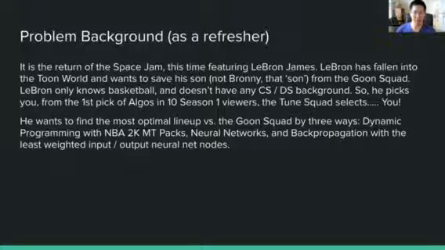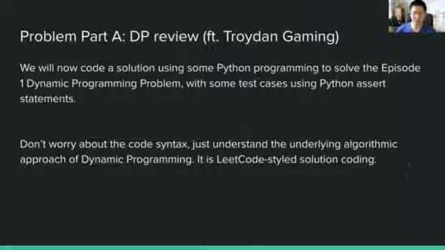Then we also talk about the most optimal lineup versus the Goon Squad in 3 ways. Dynamic programming, where I actually show you guys a LeetCode style solution on my notebook. Neural networks, where I use a library called PyTorch. And backprop with the least weighted input output neural net nodes, where I use a graph algorithm. Don't worry if you don't understand all this gibberish I'm talking about right now. It's all a build up to the actual coding. Just sit tight. So for part A, we have the dynamic programming review, beat my boy Troy in gaming.